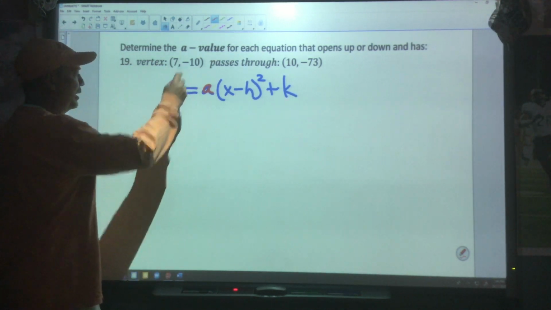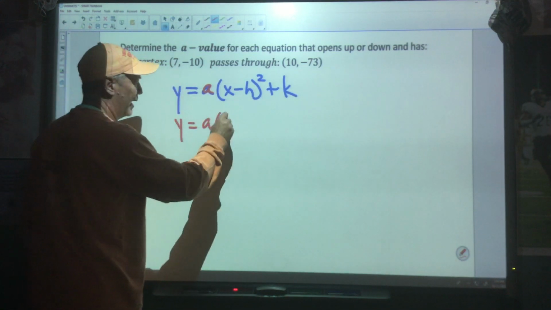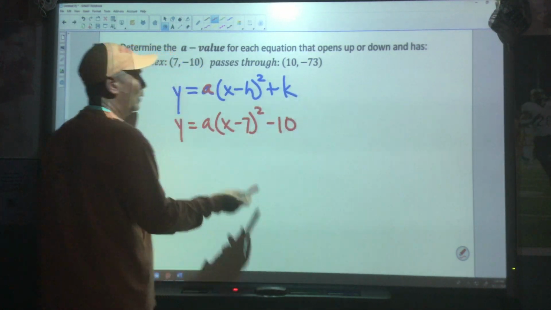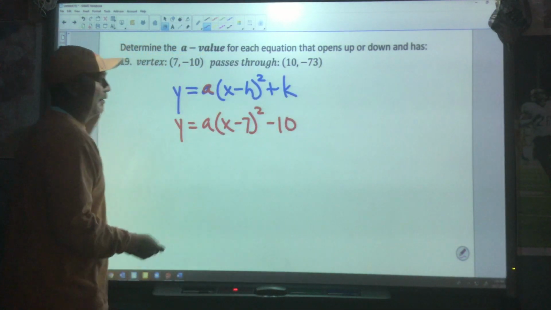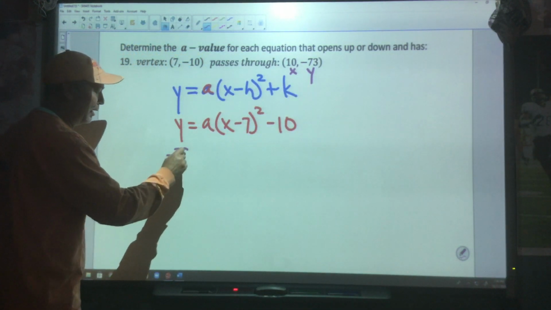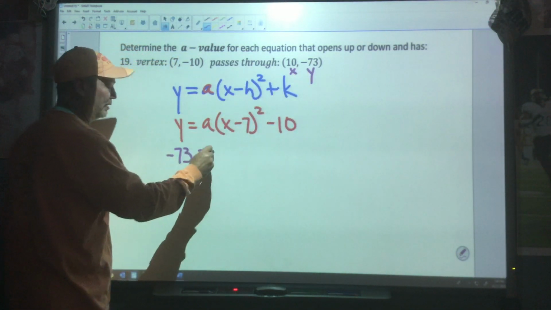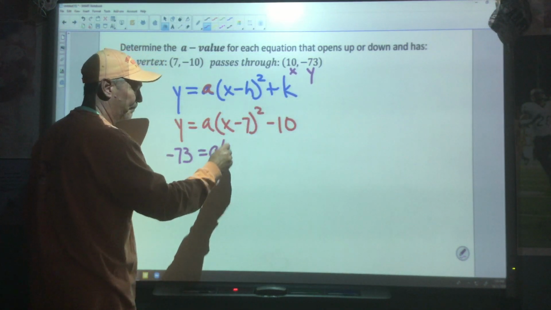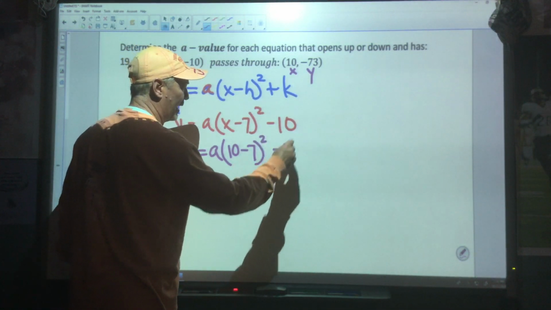So then we substitute in and we say that y equals a. We take the opposite. We got (x minus 7) squared minus 10. We substitute in our point that is on the graph that it passes through. This is an x and this is a y. So we're going to say that negative 73 equals, I still don't know what my a value is, but my x value is 10, minus 7, squared, minus 10.